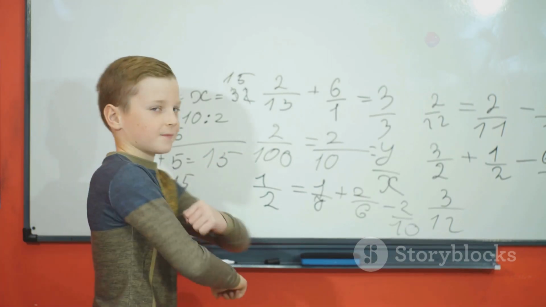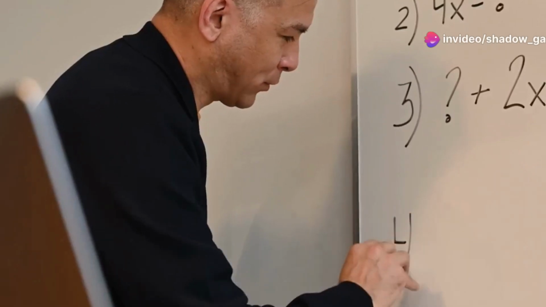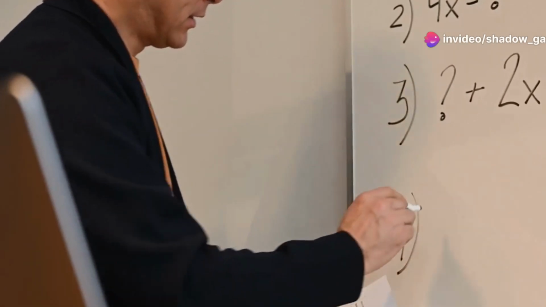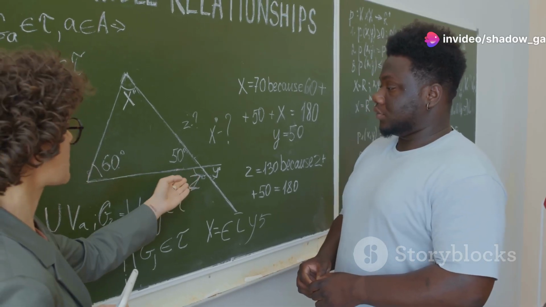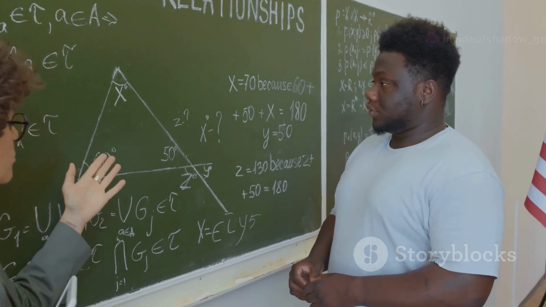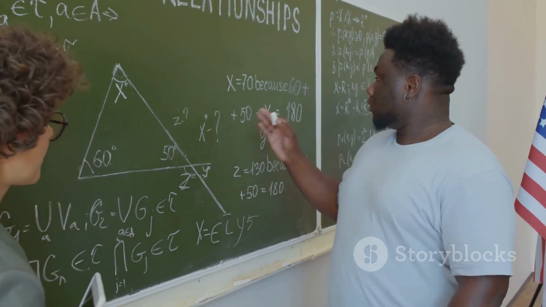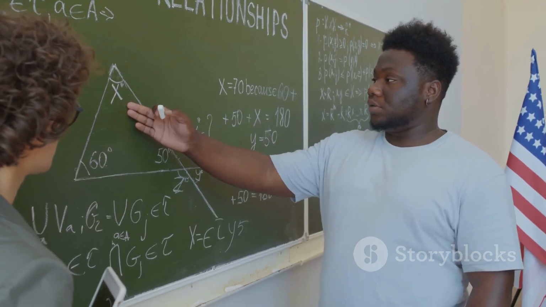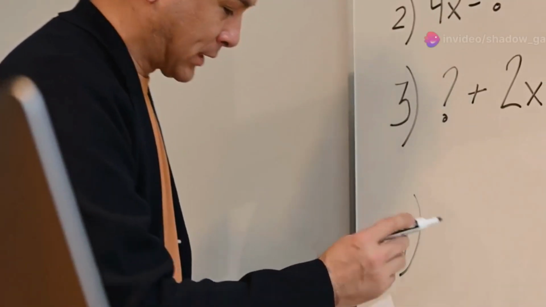Let's try another example to solidify our understanding. Suppose we have the equation 4y minus 5 equals 11. Step 1. Isolate the variable term. Add 5 to both sides. 4y minus 5 plus 5 equals 11 plus 5. This simplifies to 4y equals 16.